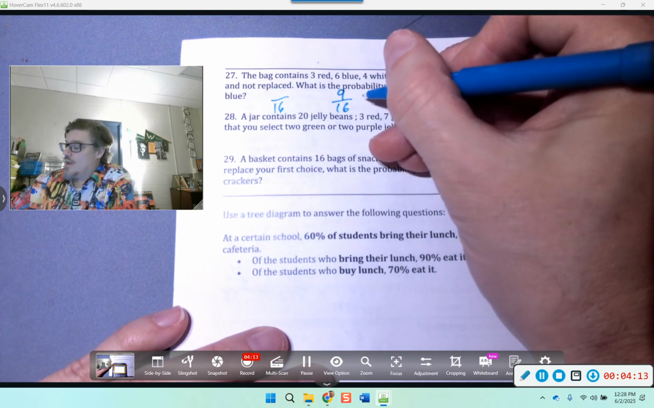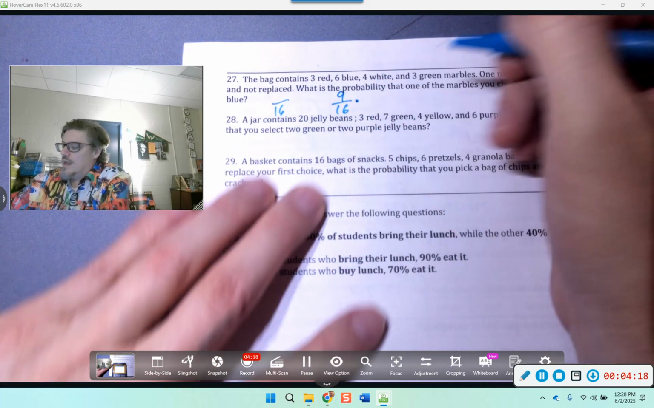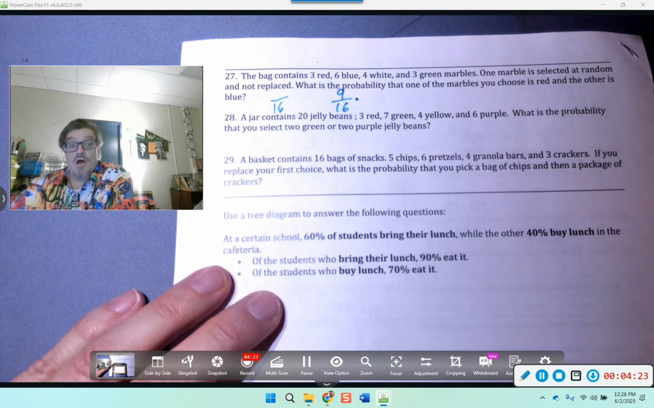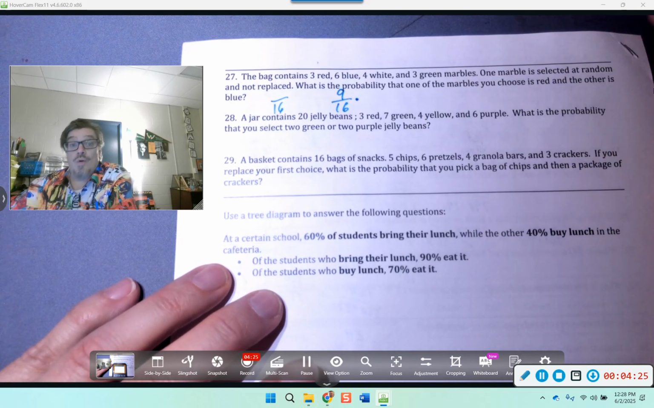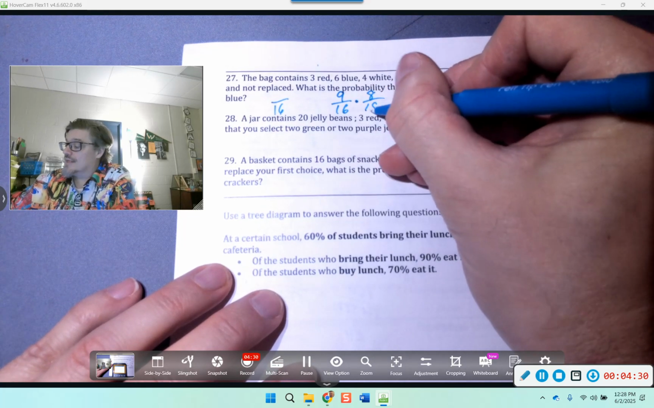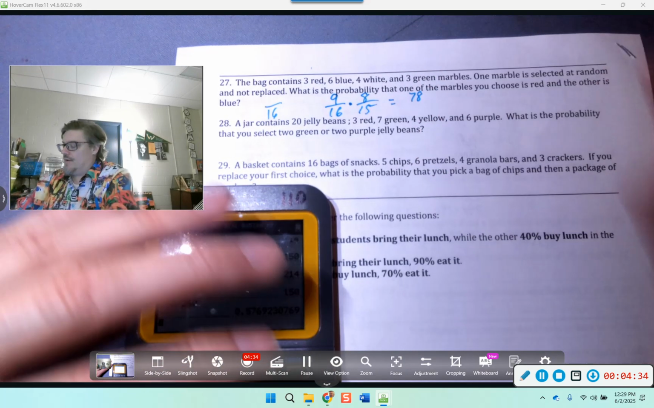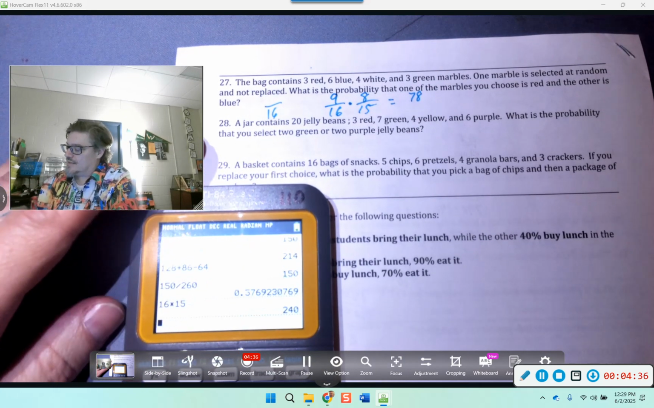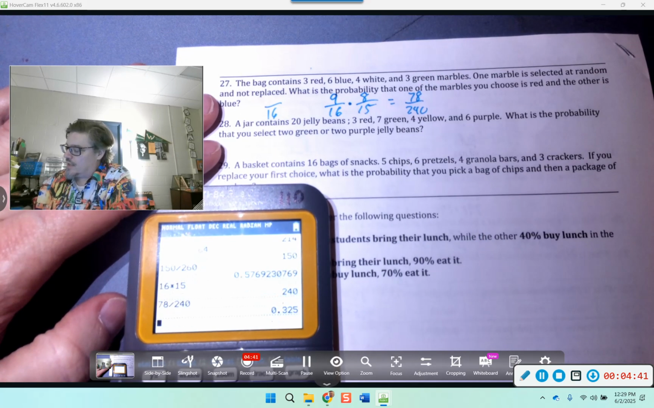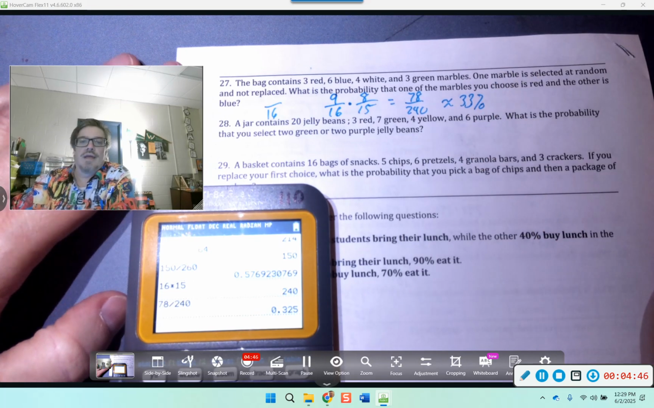Then I will multiply by the probability of the second one, a red or a blue. But now we are missing a red or blue, so now we go to 8, and we are also missing the first marble. So this is going to be 72 out of whatever 16 times 15 is. That's 240. So 72 divided by 240 is going to be around 33%. Okay, so that's number 1 and now 3.